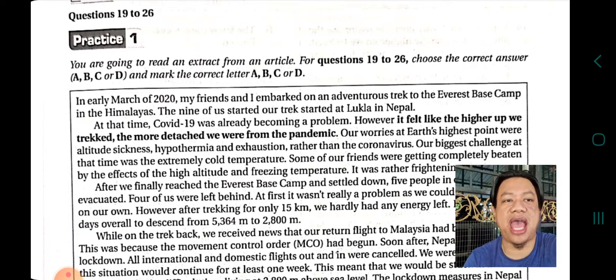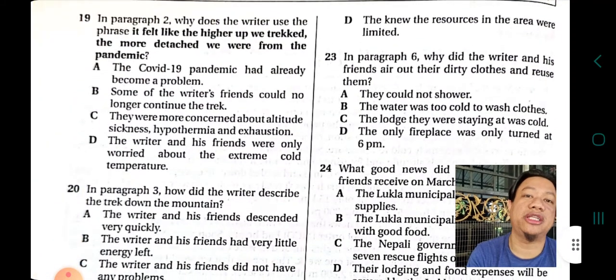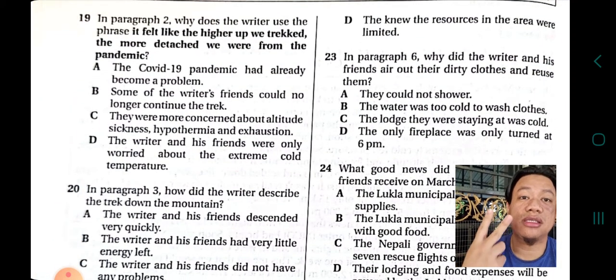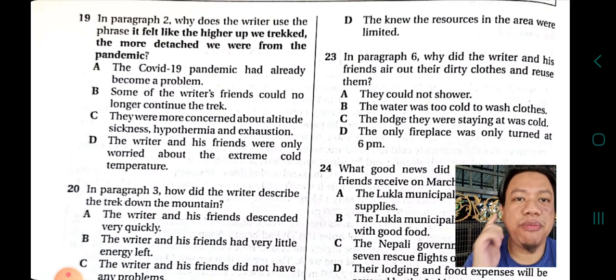Waste of time. Straight away look at the question. Look at question 19. In paragraph 2. So means the answer is from paragraph 2. Jawapan pada paragraph 2. No need to read other paragraph. Waste of time. In paragraph 2. So the answer is from paragraph 2.